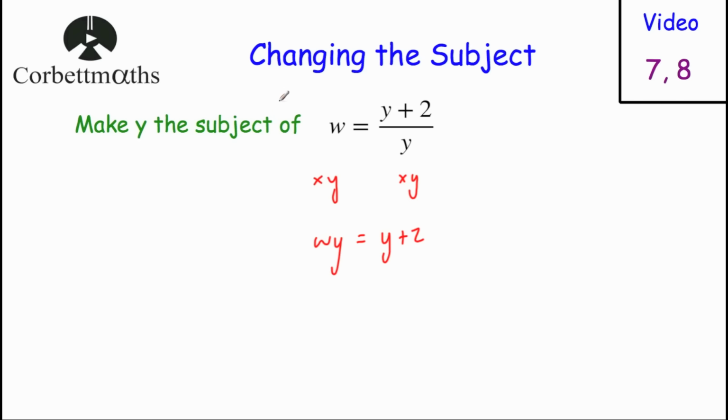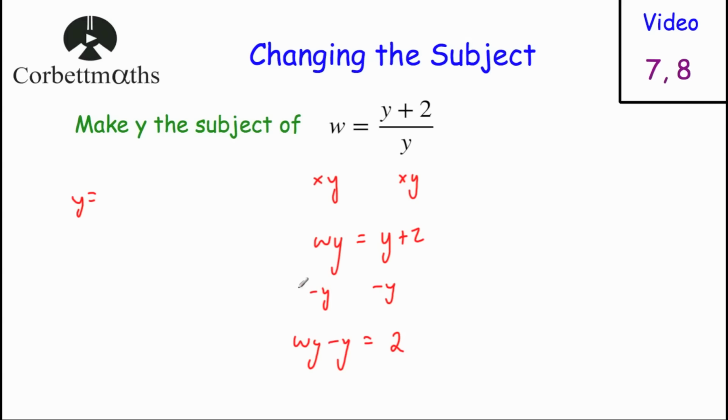Now we want to make y the subject, which means we want to have at the end y equals something. But here we've got two terms with y's in it. We've got wy and we've got the y. So we want to bring them over together on the same side. So what I'm actually going to do is take away y from both sides of this formula, and that will bring the y's to the left hand side here. So we've got wy, and we're going to take away y, so we write wy minus y. So we've brought all the y's over to the left hand side, and we've got the plus 2 or just 2 on the right hand side. So we've got the terms with y's on one side and everything else on the other side.